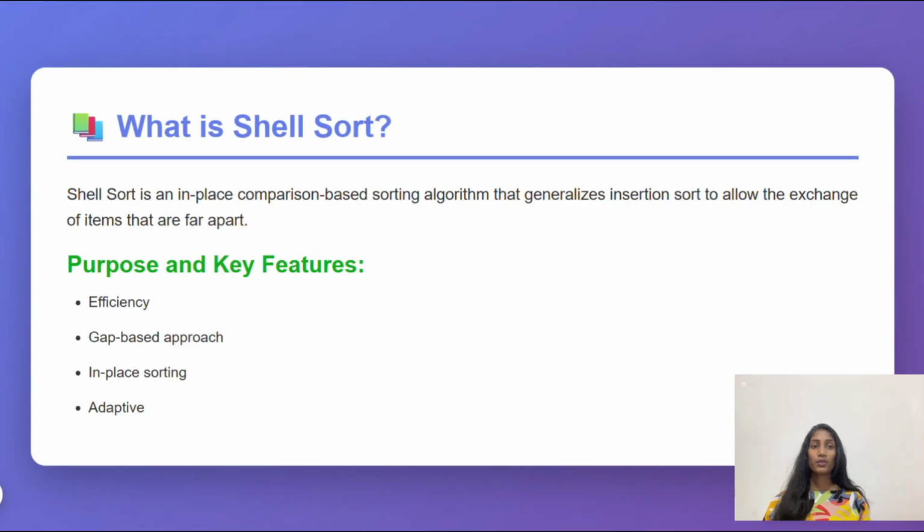Shell sort is also an in-place sorting algorithm, which means it doesn't require extra memory to store another array. This makes it memory efficient. Additionally, shell sort is adaptive. If the array is already partially sorted, the algorithm performs even better. The key idea of shell sort is that by first sorting elements that are far apart and then reducing the gap step by step, elements move closer to their final positions much faster than in insertion sort.